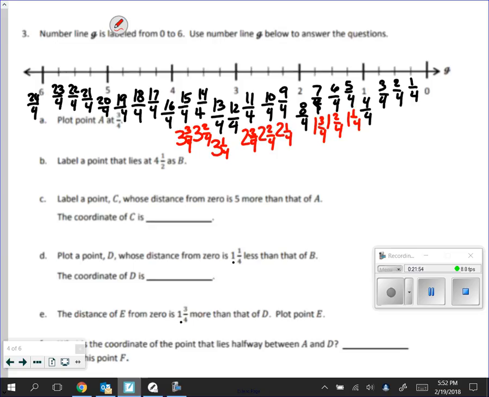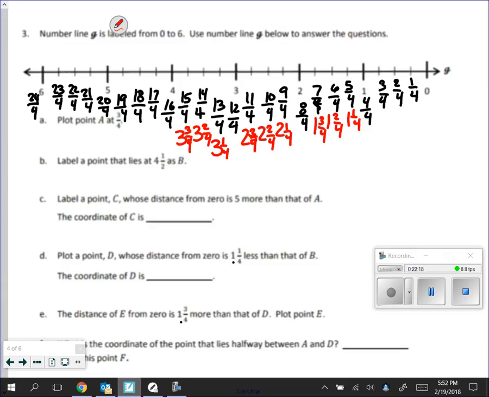So see if you can do A through F with your partner or on your own, and see if you can plot these points in the right spot. How about you take about 5 minutes?